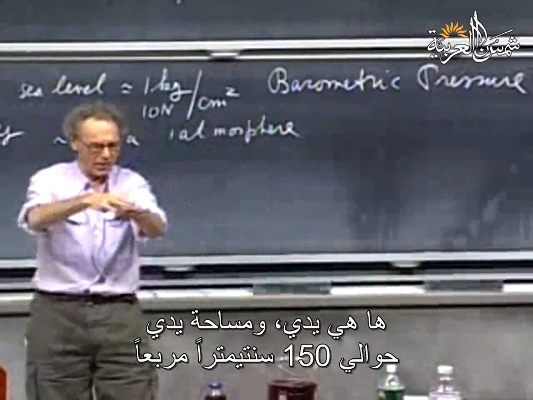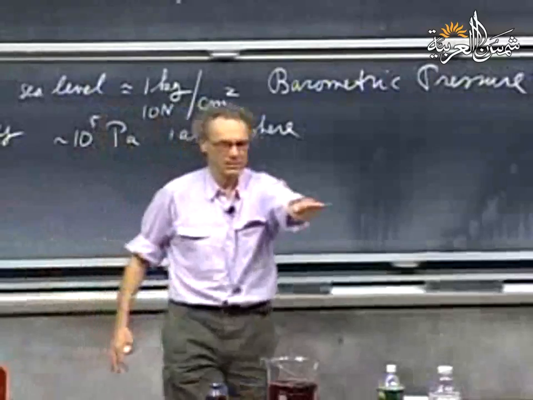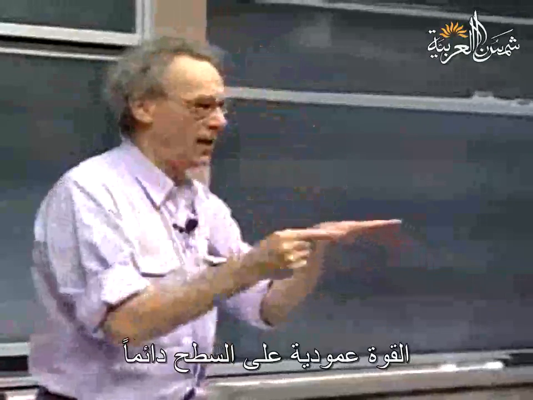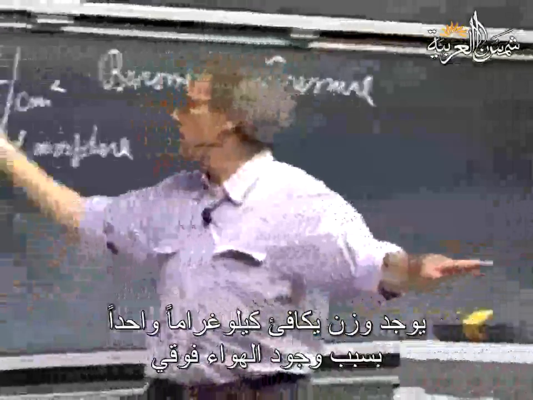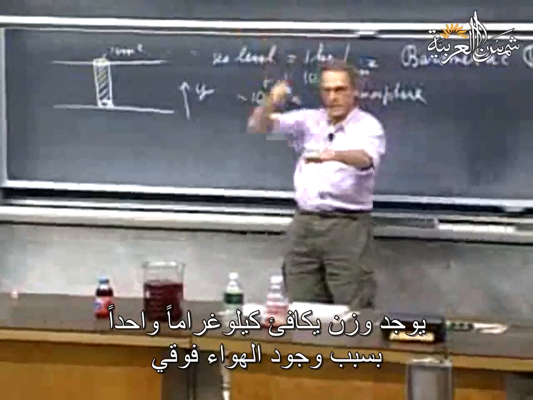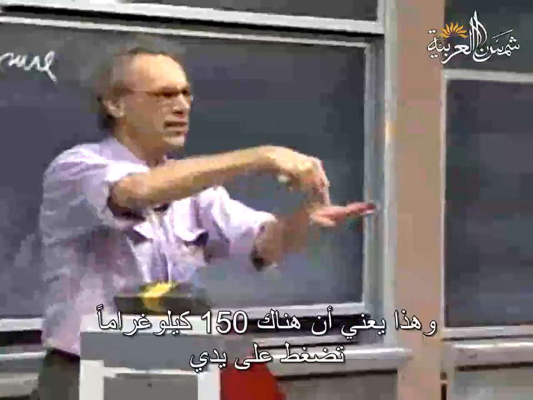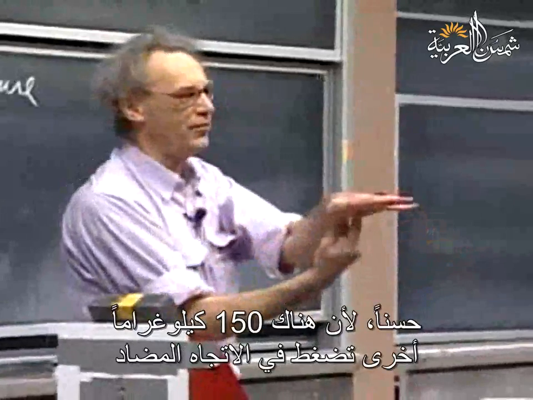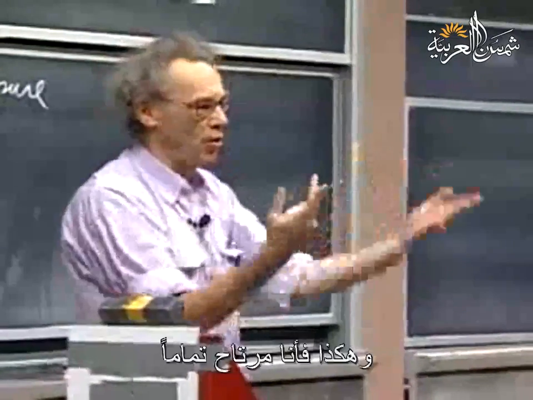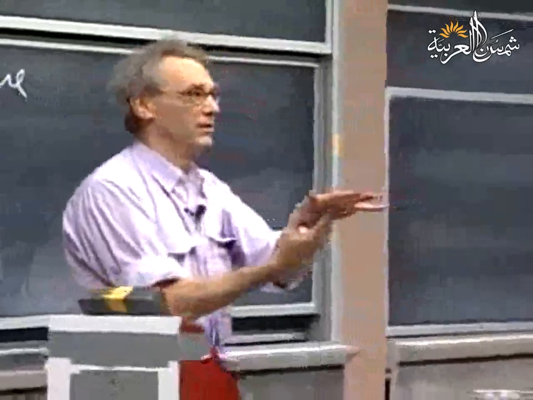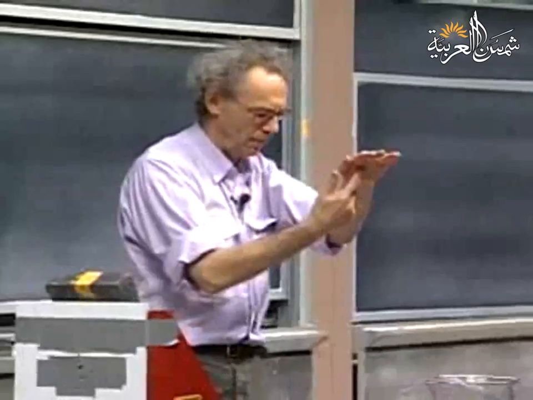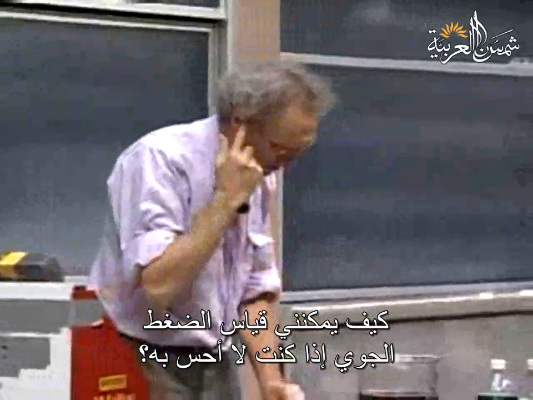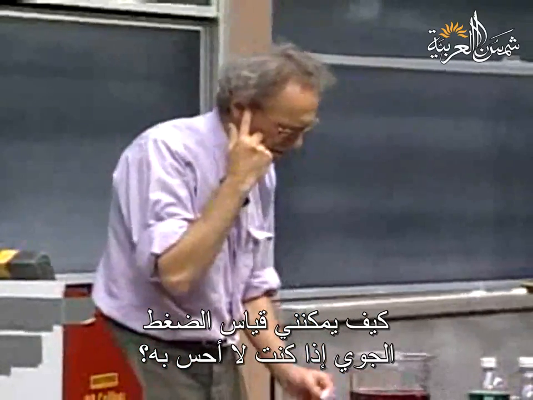Here's my hand, and my hand has an area of roughly 150 square centimeters. Force is always perpendicular to the surface. I discussed that several times. For each square centimeter, there's an equivalent weight of 1 kilogram due to the air above me. That means 150 kilograms is pushing down on my hand. Why is my hand not going down? Well, because there's also 150 kilograms pushing up. And so I feel very comfortable. I don't even notice that there is this huge force in this direction and this huge force in that direction. So how can I measure this atmospheric pressure if I can't feel it?